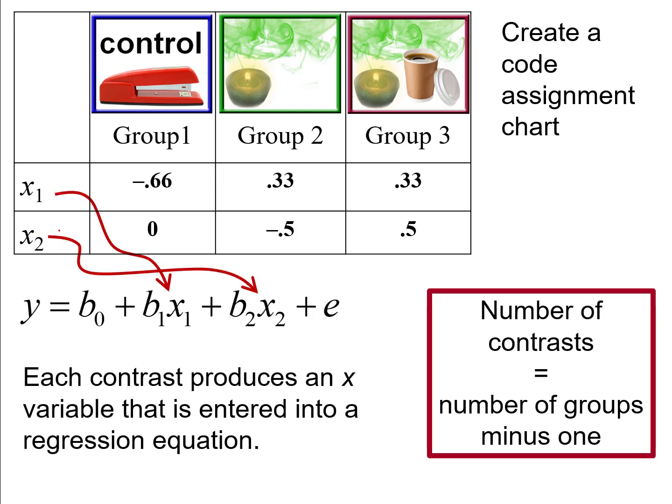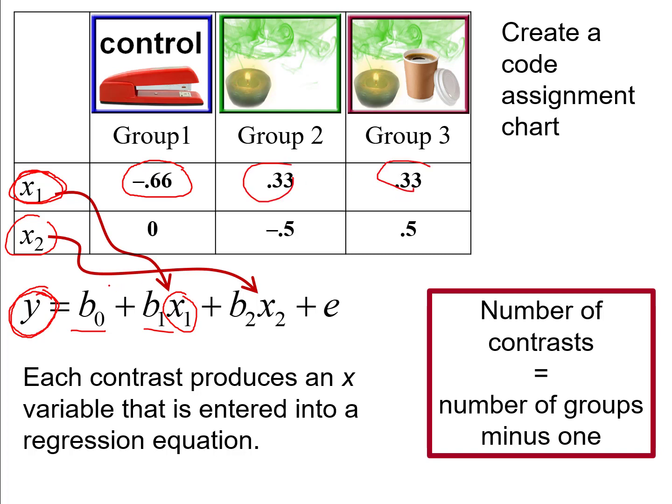Now that I've created these two contrasts, which are two x variables, I'm going to take these two x variables, x1 and x2, and put them into a multiple regression equation. So if the outcome variable, say, is levels of happiness, if y is my outcome variable, levels of happiness, I'll say that y is equal to an intercept plus a slope times x1, and that's your score. Each person will have a score on x1. It'll be either a negative 0.66 if they're in group 1, or 0.33 if they're in group 2 or 3.